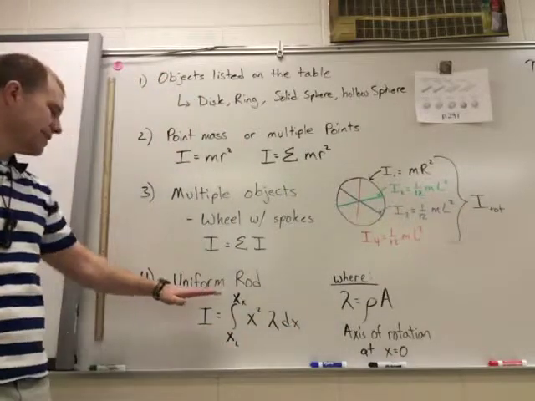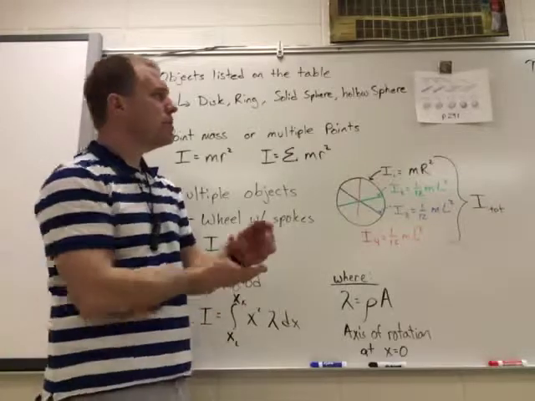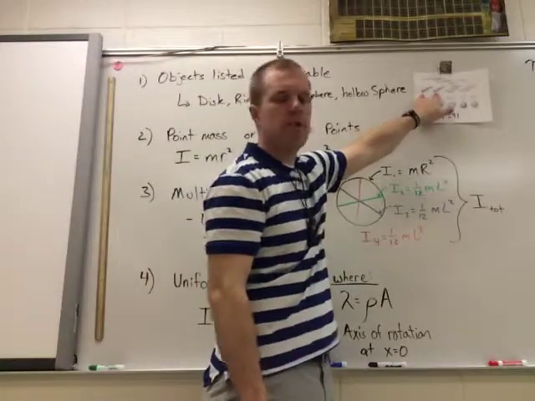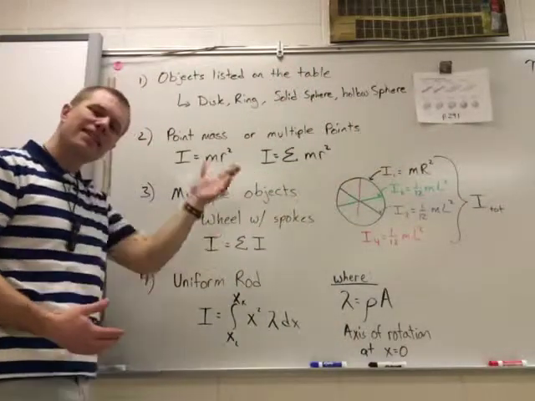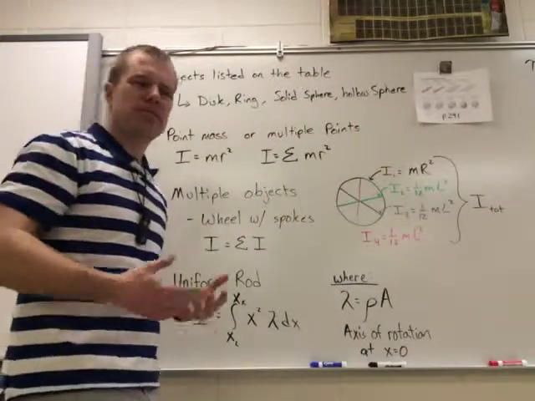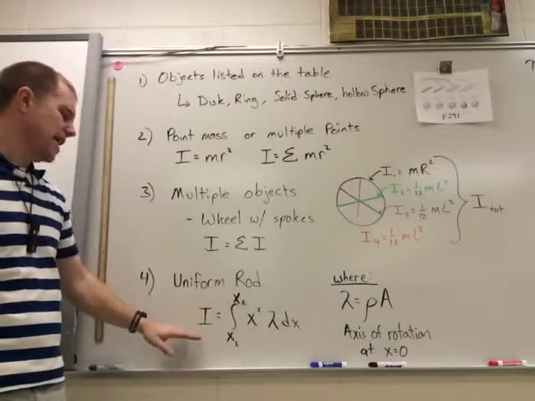And then our last object is if I have a uniform rod. Now we do have the uniform rod with two moments of inertia on our table, but what if we want it at a spot that's not listed? What if we want our moment of inertia to be somewhere else? And so in order to do that, we're going to have to take an integral.